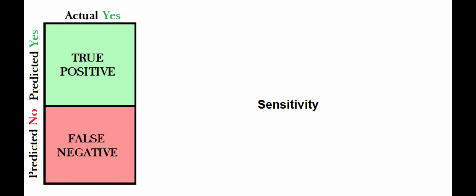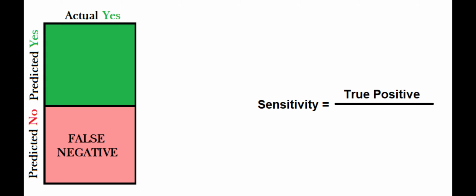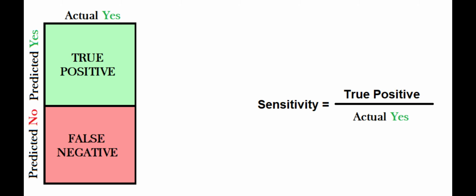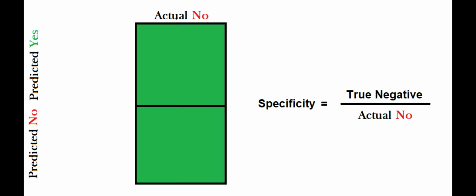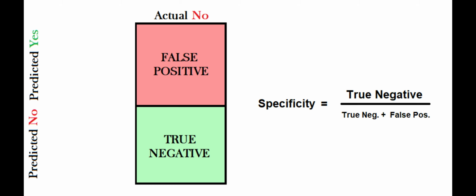And thus, sensitivity can be measured as true positives over all the positives, which is a sum of true positives and false negatives. Similarly, specificity is a measure of true negatives over all the negatives, which is a sum of true negatives and false positives.